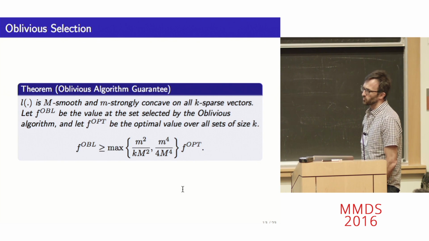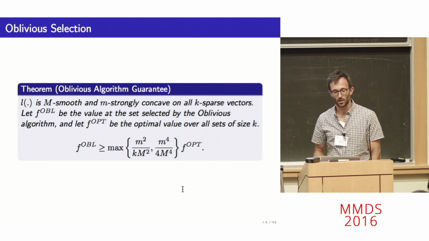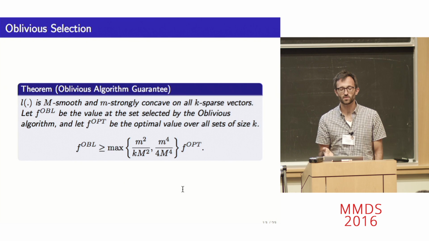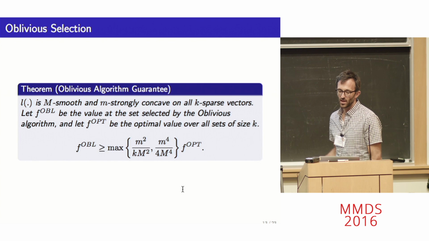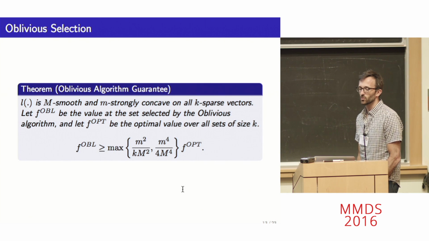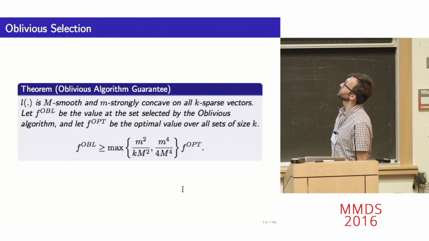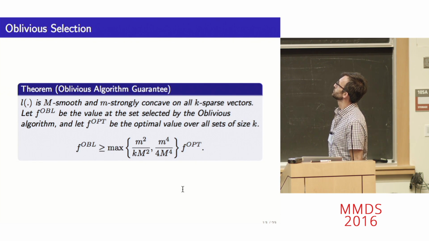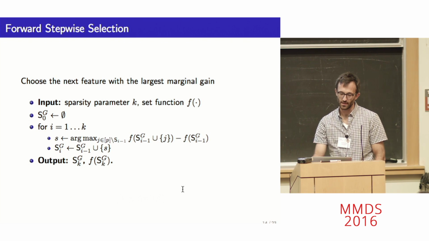So we have the following guarantees for Oblivious Selection. If our likelihood, we're maximizing, it's not a loss, or generically any function L that we want to maximize, is M smooth and m strongly concave on sparse vectors, then this simple greedy algorithm is guaranteed to be within this factor of optimal. It's basically little m over big M squared, or to the 4th, and k is again the number of elements that you have in your set. So you get this guarantee.